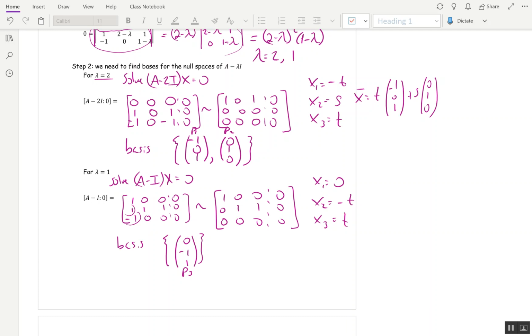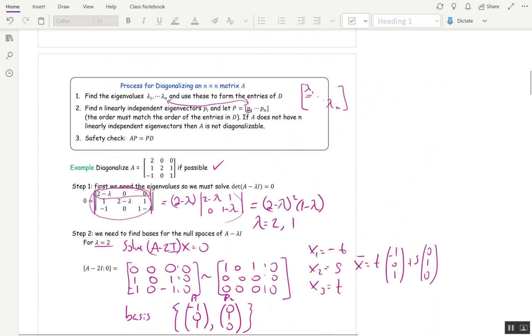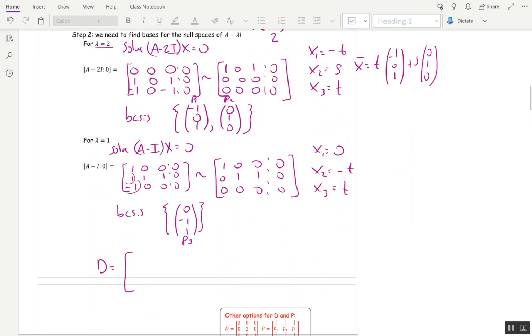All right, all the work is done. The grunt work is done. Now we're going to build D and P. So for D, let's go up to the instructions. Find the eigenvalues and use these to form the entries of D. So our eigenvalues are 2, 2, and 1. And I'm saying 2, 2, and 1 because the algebraic multiplicity of lambda equals 2 is 2. So in D, I'm going to list 2 twice on the diagonal. I'm going to go 2, 2, because it appears twice, and then 1. And then everything else is 0.